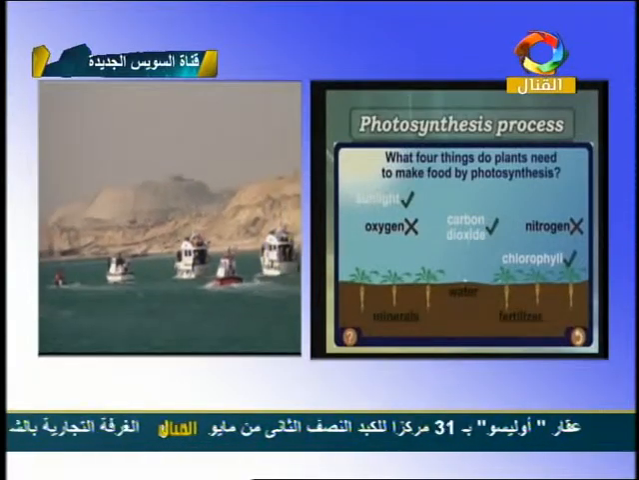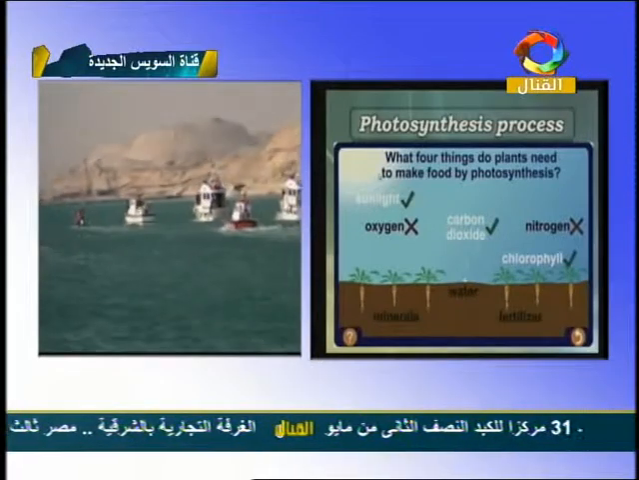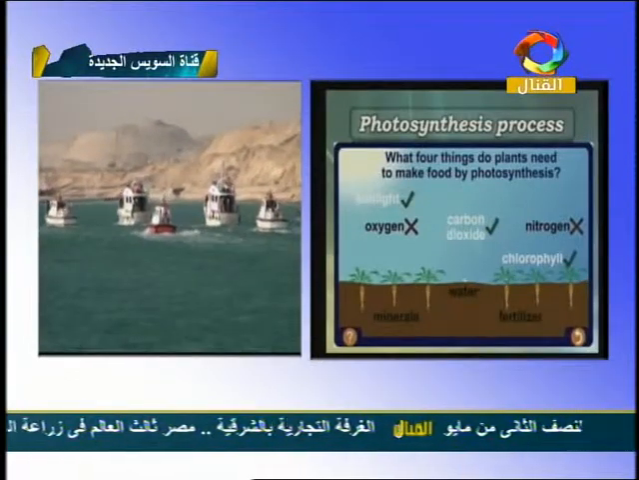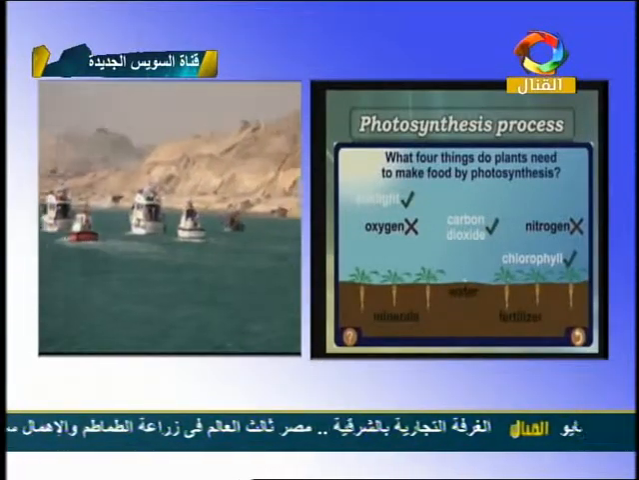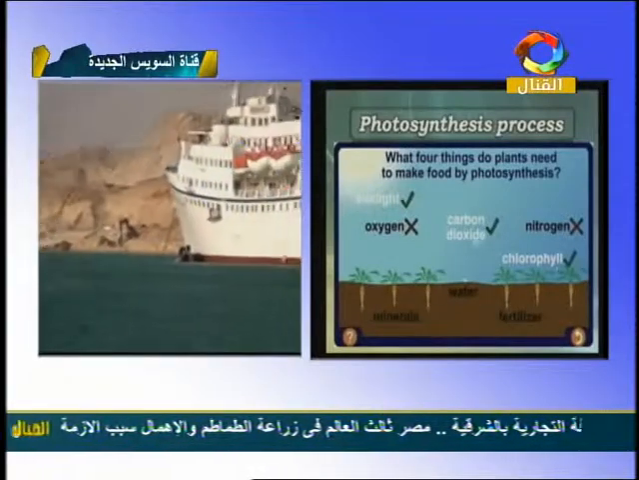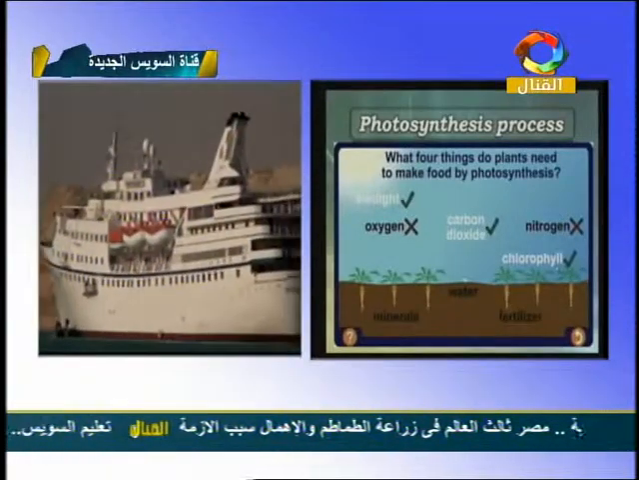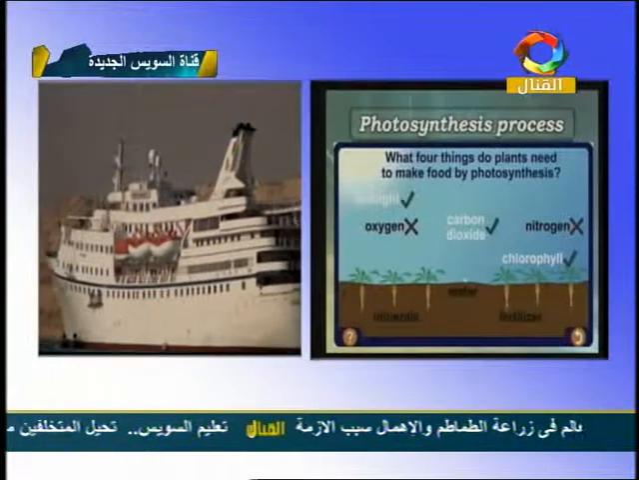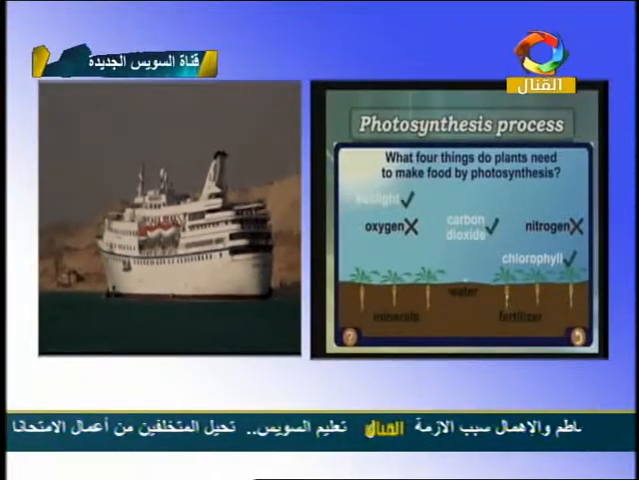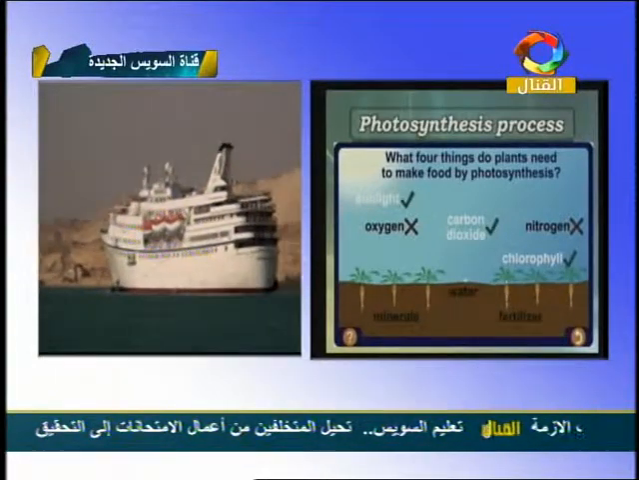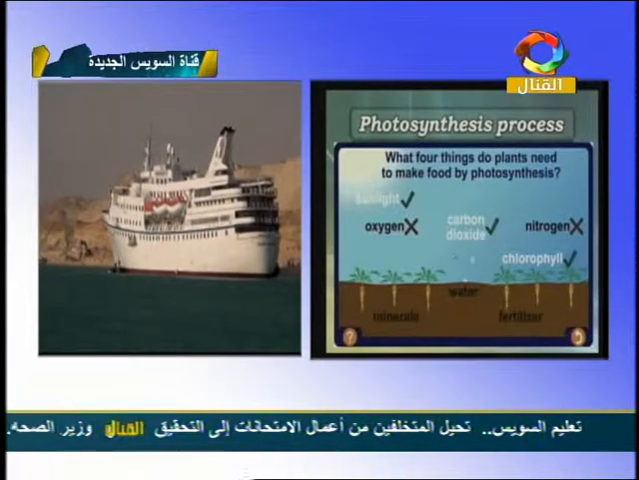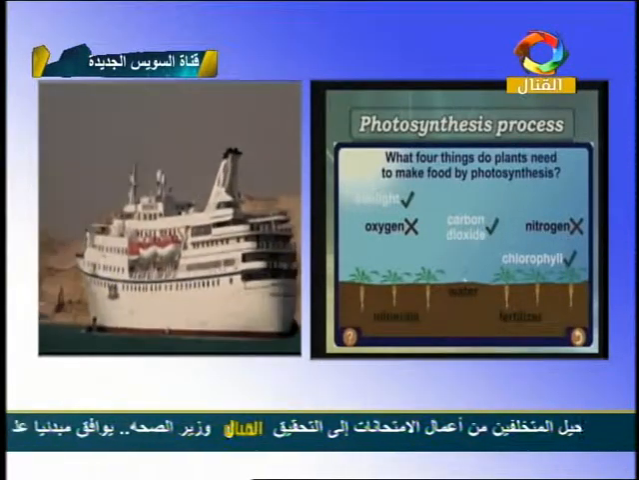Why? Because it is the only part of the plant that absorbs sunlight. The sunlight moves like this to reach the green parts of the plant. Without chlorophyll, there is no photosynthesis process. If I have no chlorophyll in the plant, and I have an orange color in these leaves, it cannot make any photosynthesis process or any absorption.